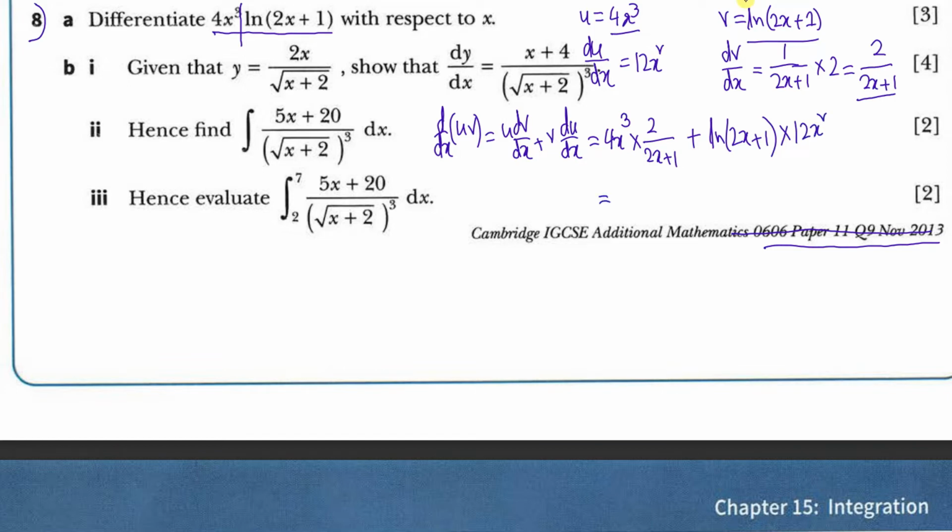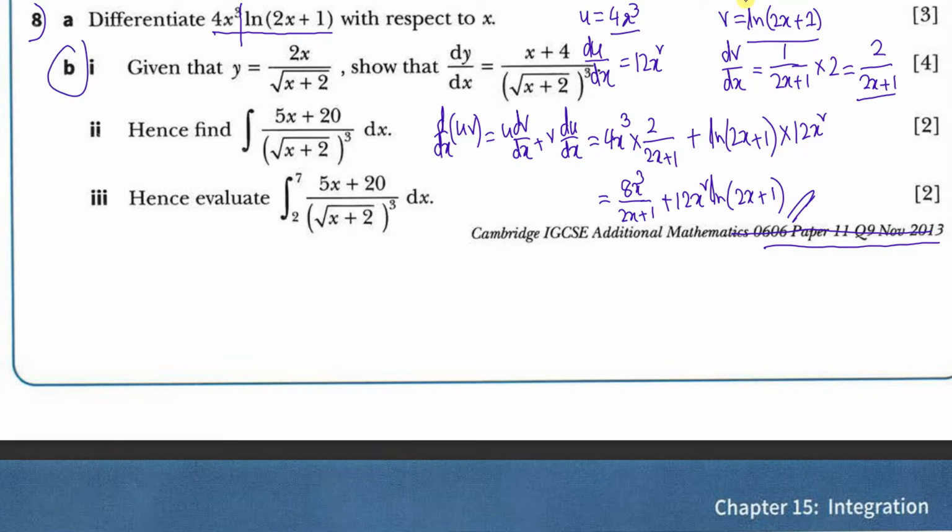Okay, now just simplify it. 4 times 2 is 8x cube we can write here, and its denominator is 2x plus 1 as well. Then on the right side you can write 12x square ln of (2x plus 1). So this is our differentiation part, the whole differentiation part. Now the question is, given that this is the first differentiation we have done, then the second differentiation they ask you to do is d by dx of that part.